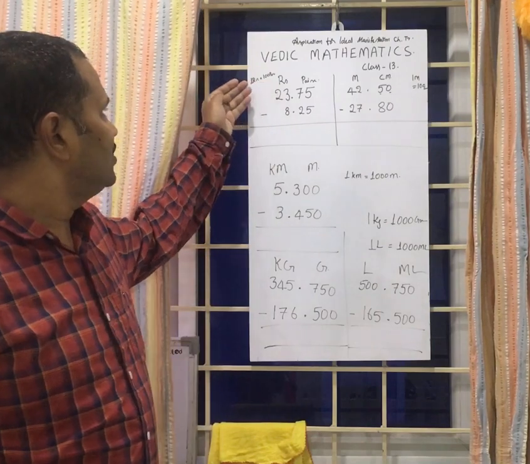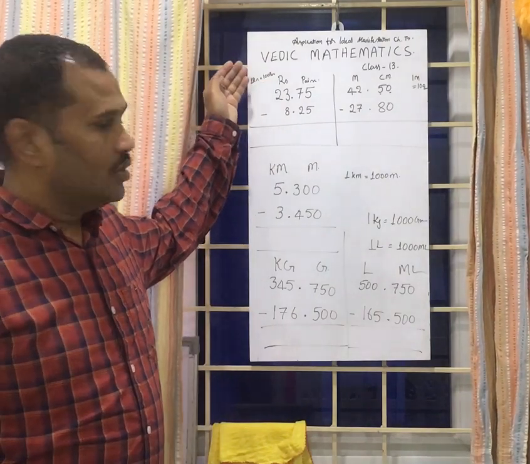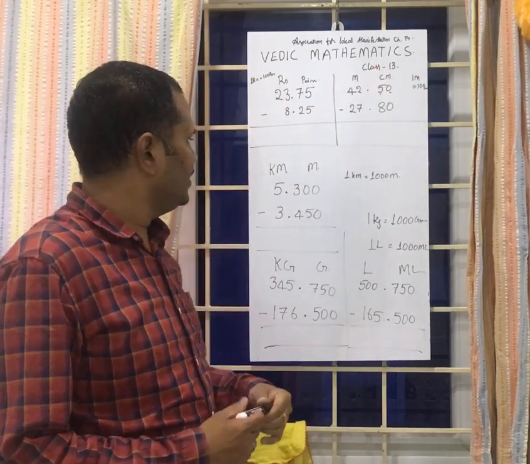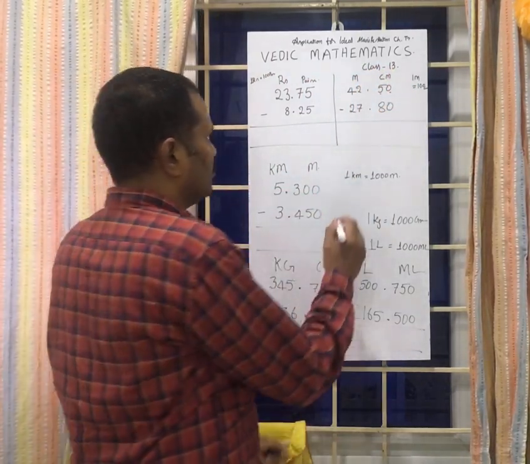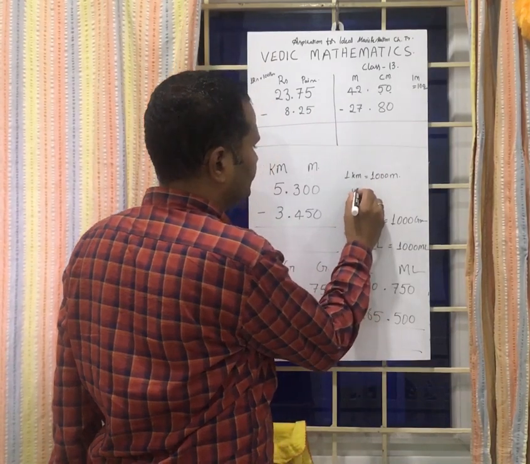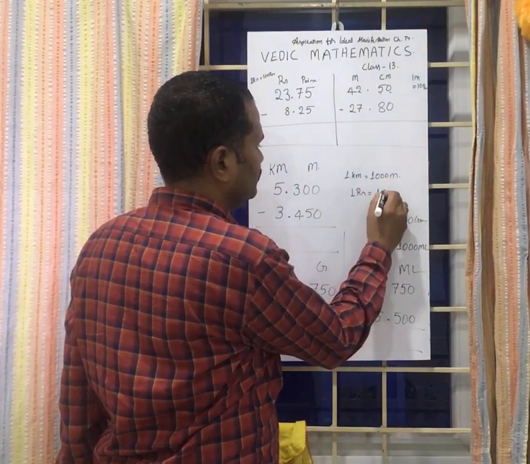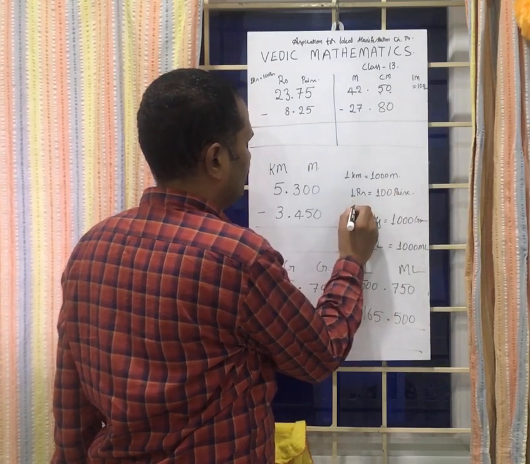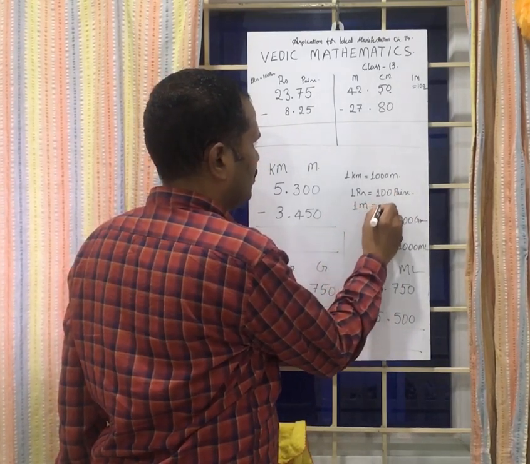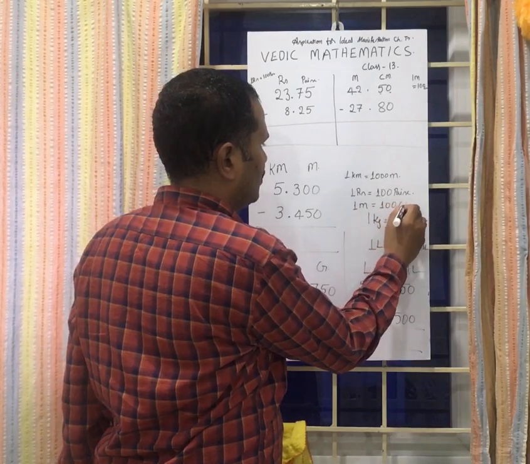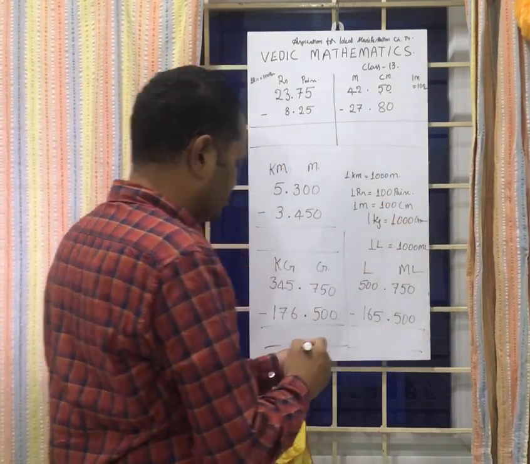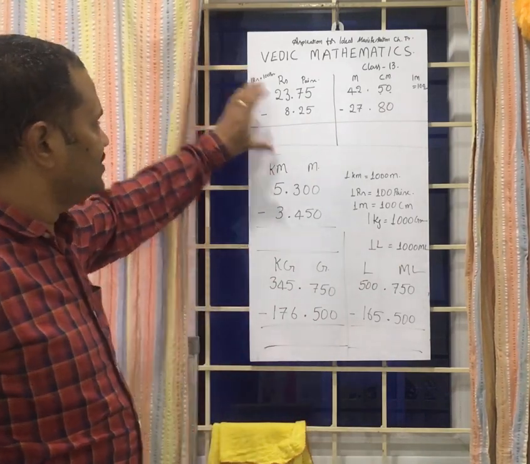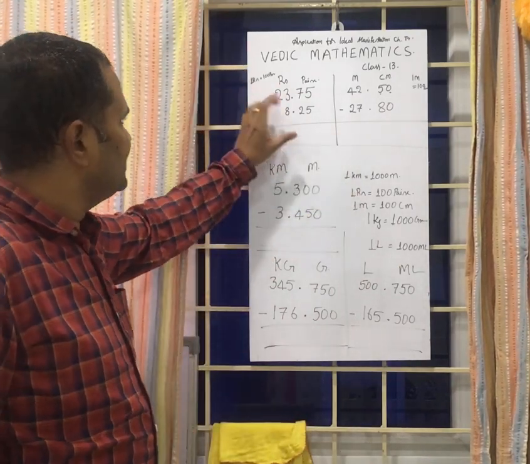So we have learned the units also. 1 rupee is equal to 100 paisa. 1 meter is equal to 100 centimeter. 1 kilometer is equal to 1000 meter. 1 kg is equal to 1000 grams, 1 liter is equal to 1000 ml. So we have the examples for each unit and decimals here now.